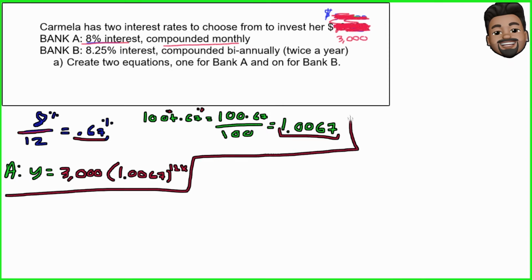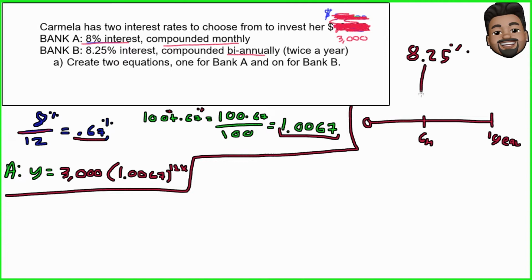Now let's go ahead and do part B together. 8.25% interest compounded biannually. That means twice a year. So again, all that means is, here we go. I'm gonna write 1 year, right? This is half a year, which is 6 months. So what that means is you're gonna take the 8.25%, just to give you another visual that might be helpful. You're gonna break it up evenly here, and you're gonna break it up evenly here. Well, biannually means twice a year.